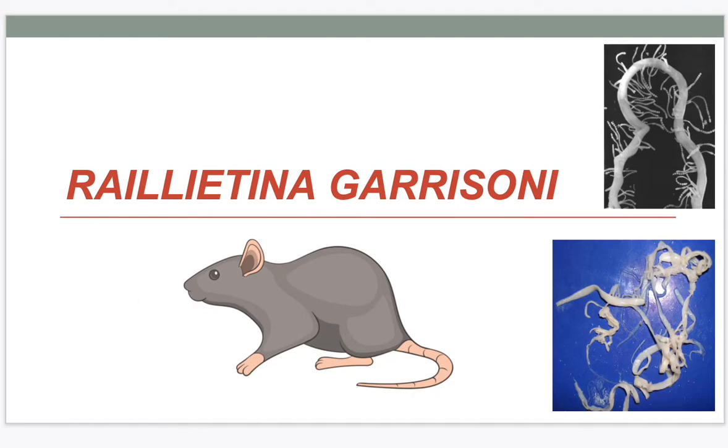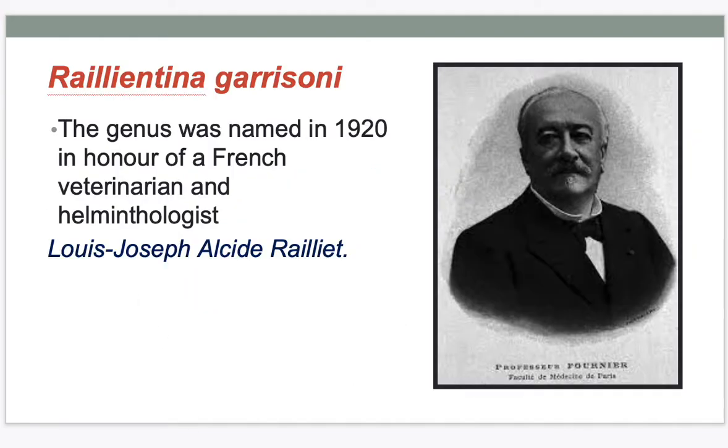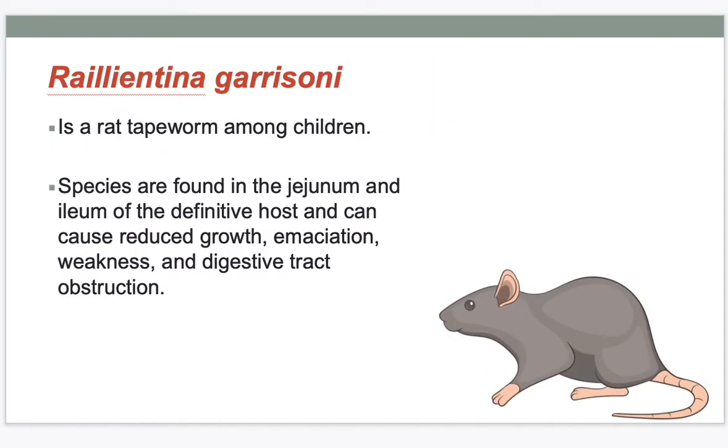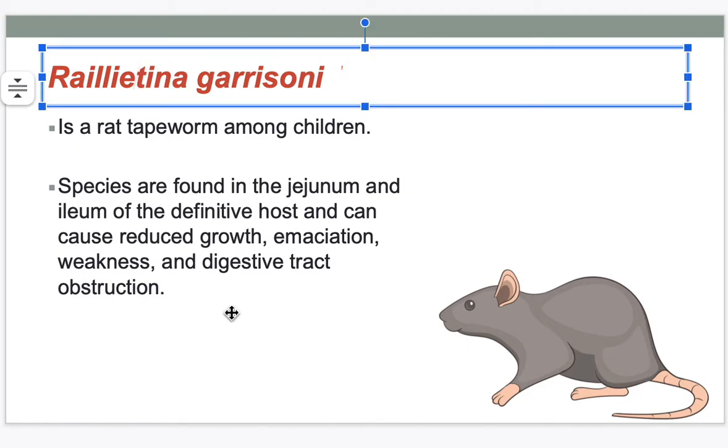Raillietina garrisoni. So, Raillietina garrisoni, the genus was named in 1920 in honor of a French veterinarian and helminthologist, Louis Joseph Alcide Railliet, however that is pronounced. So Raillietina garrisoni is a rat tapeworm found among children.